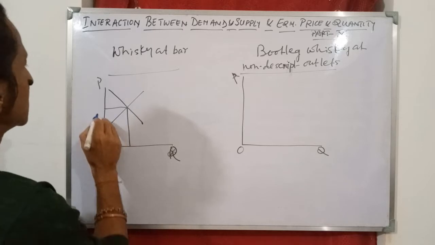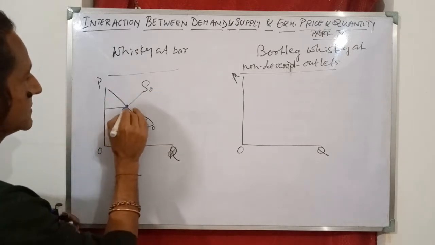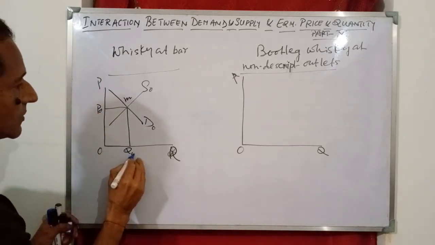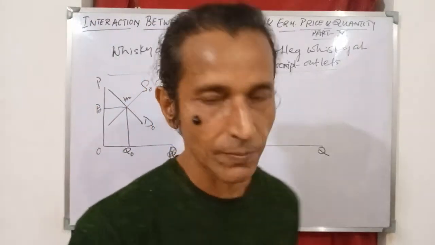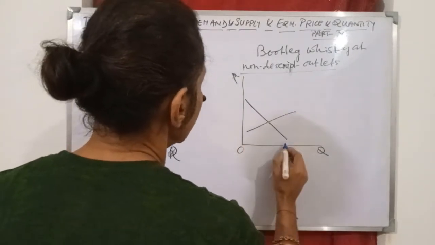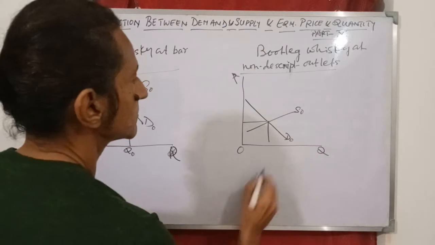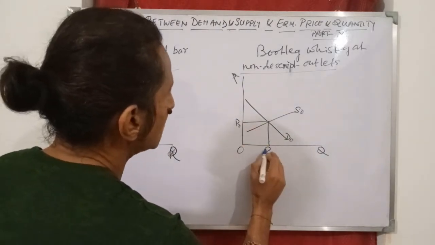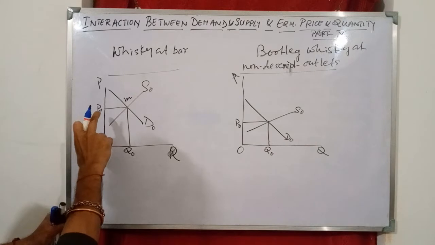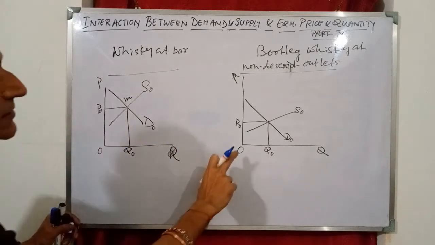Now whiskey at bar market, this is demand curve, D sub 0 is the demand curve and S sub 0 is the supply curve. They intersect say at point M. So P sub 0 and Q sub 0 are the equilibrium price and quantity respectively. Now in the bootleg whiskey market, let D sub 0 and S sub 0 be the demand curve and supply curve respectively, and P sub 0 and Q sub 0 are equilibrium price and quantity respectively. You can see from here that the price in the pure whiskey market, that is whiskey that is available at bar, is much greater, much bigger than the price of bootleg whiskey.